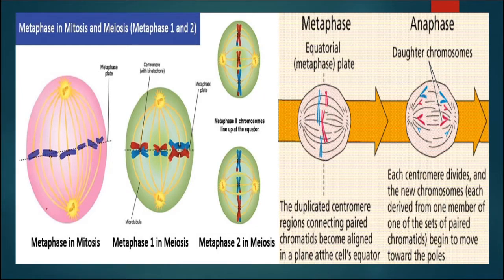This figure is showing metaphase in mitosis, this is metaphase 1 in meiosis, and this is metaphase 2 in meiosis. We can see in almost all these cells the equatorial plate is there where the chromosomes are arranged.